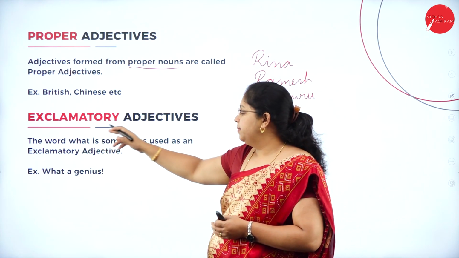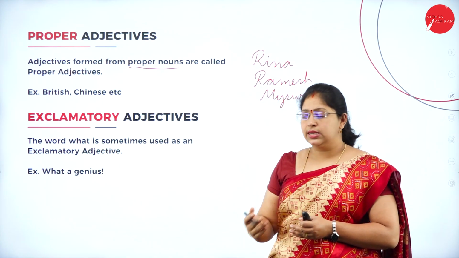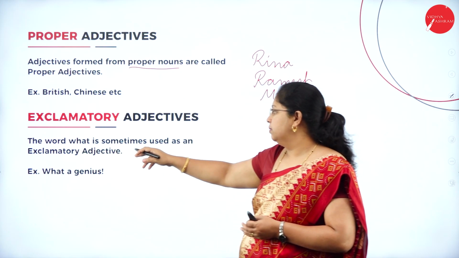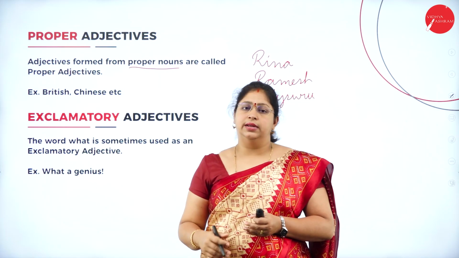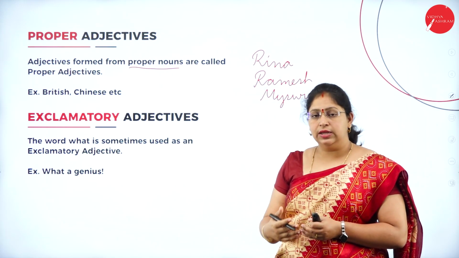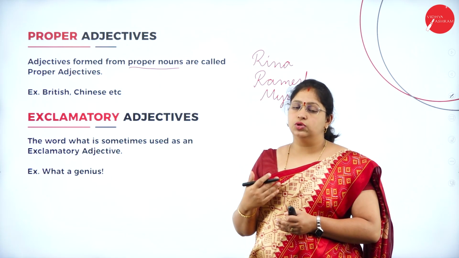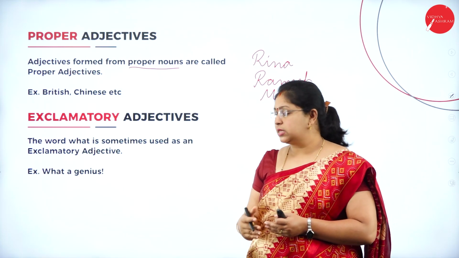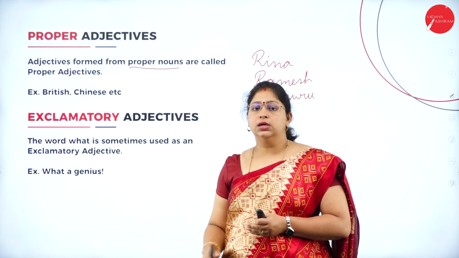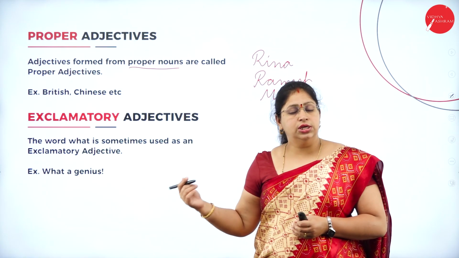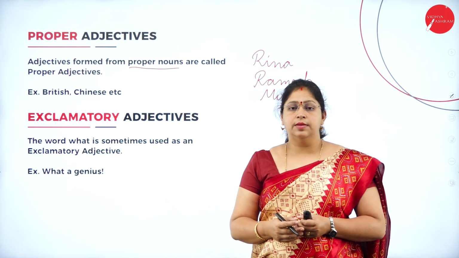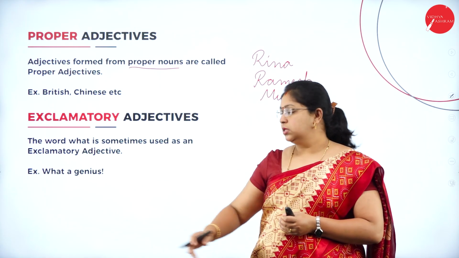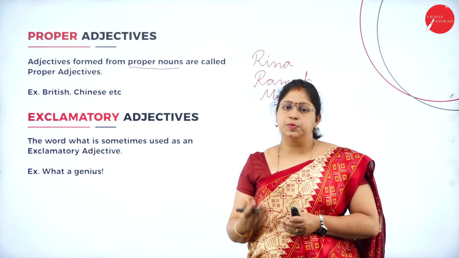Next, exclamatory adjectives. Exclamatory means the word "what" is sometimes used as an exclamatory. Okay, we use it to show a sudden expression. We use some words, and those are called exclamatory words. Here, "what a genius". Here, genius becomes the exclamatory adjective because this is a sudden expression.